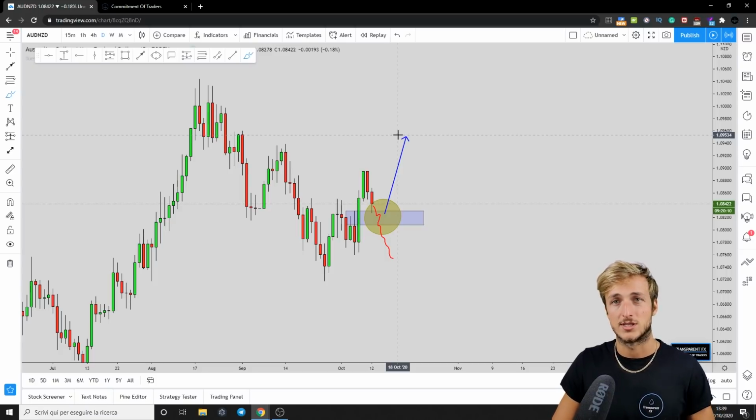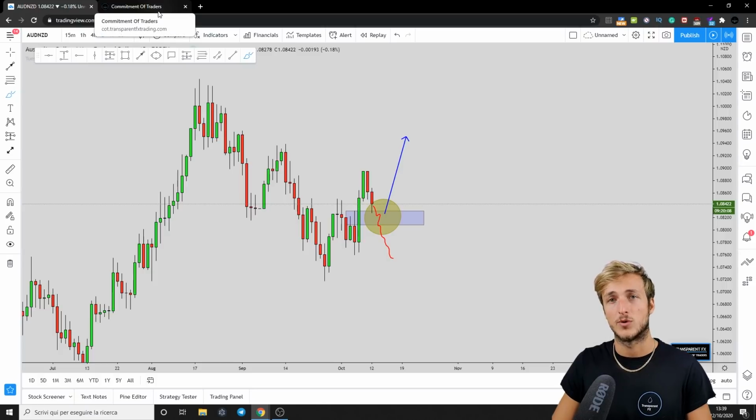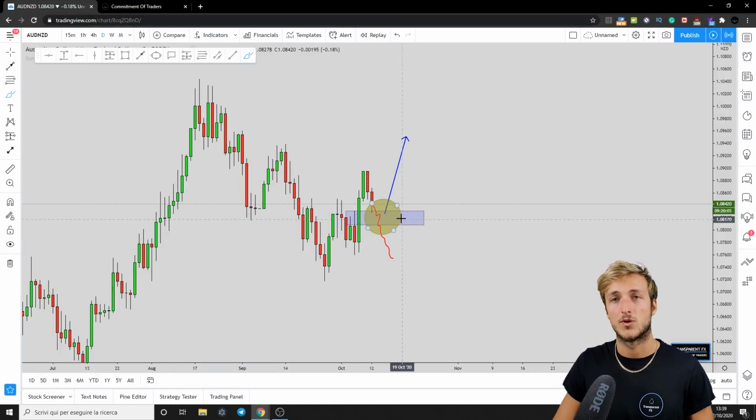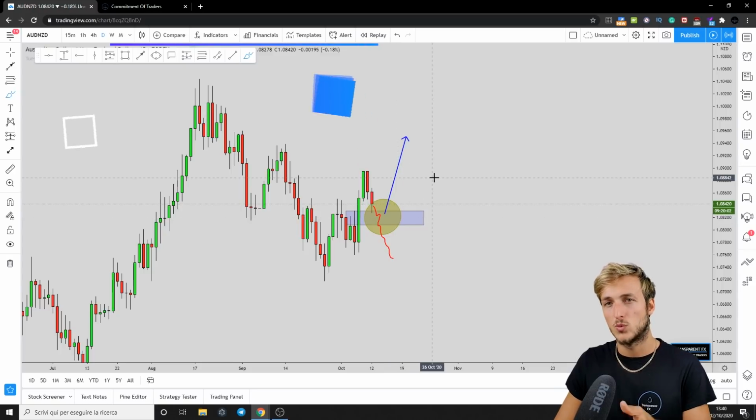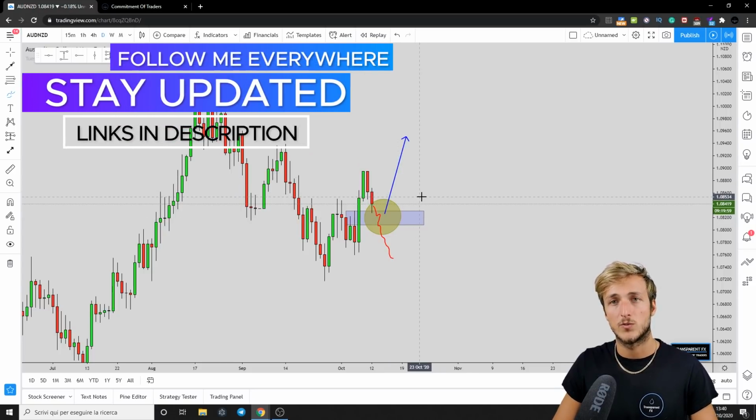However, as I just said, at the moment we don't have the proper confirmations yet, neither from a COT perspective nor from a 4-hour price action perspective. So we definitely have to wait, because if everything remains as it is right now, the market will easily break below this structure.